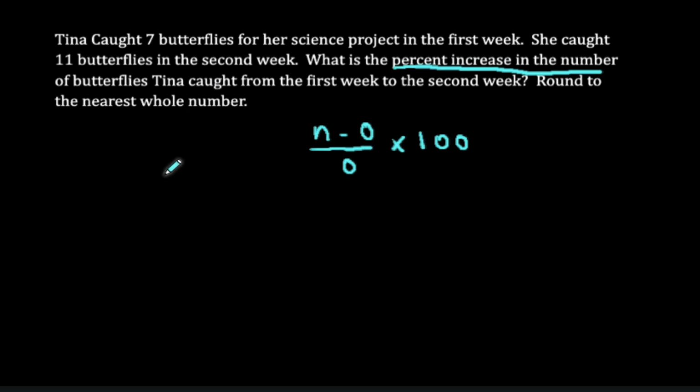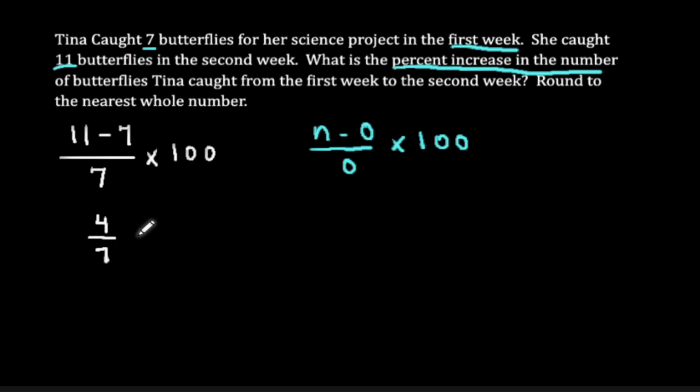So we see here that the new amount is 11, right? Because she caught 11 butterflies in the second week, all right? So we're going to place 11 where the new is. So let me just go ahead and write that over here. So we have 11 minus the original amount she caught was 7 butterflies, because remember this amount was caught in her first week, okay? So we see that right here, 7 butterflies caught in her first week. So we'll subtract 7 from 11, divided by 7, which is the original amount, times 100. Okay, so we can see that 11 minus 7 is 4. So we have 4/7 times 100.